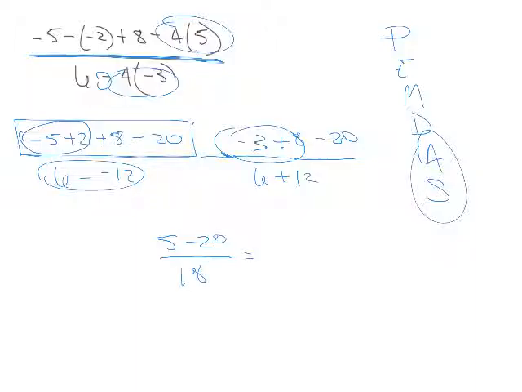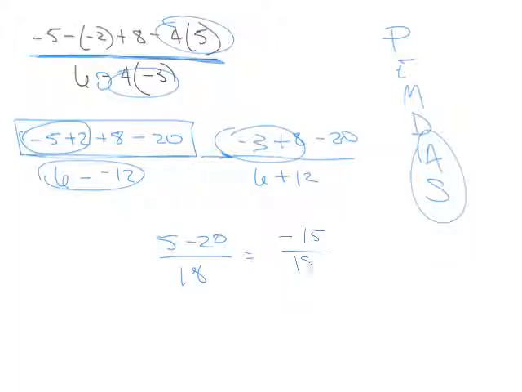So 5 minus 20 is going to give me a negative 15 over 18, and then that can reduce to 5 over 6. So that is it for some examples from problem set A.